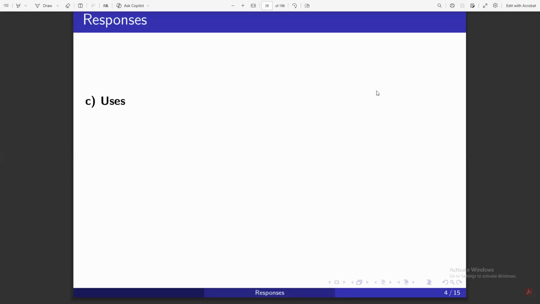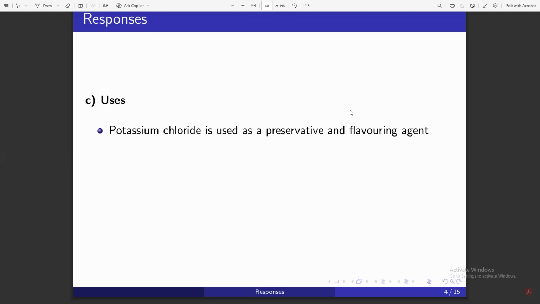Most of the ionic compounds of exploration are salts. In fact, all of them, they are salts. No, not all of them, sorry. Most of them are salts. They are crystalline solids, widely used as preservatives. Therefore, potassium chloride is used as a preservative and as a flavoring agent.